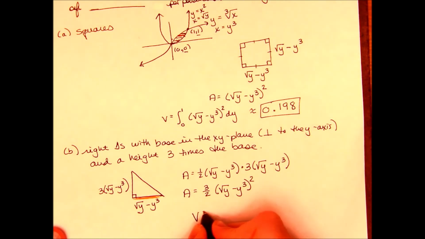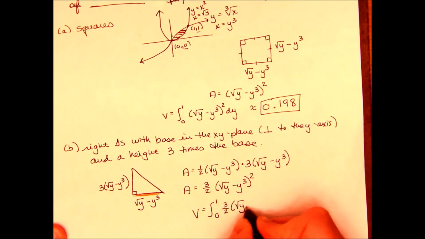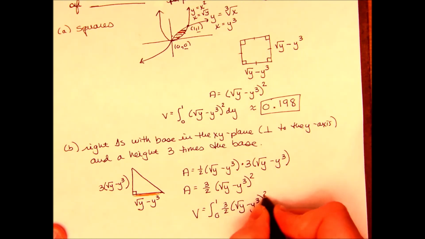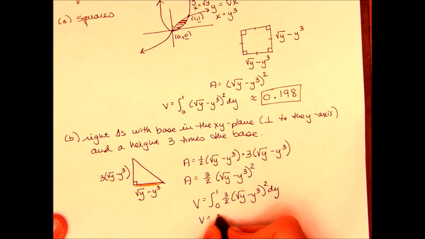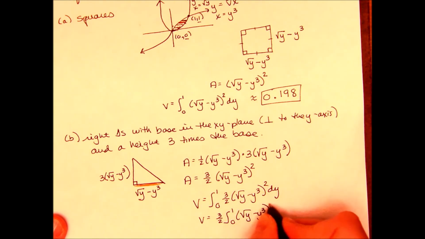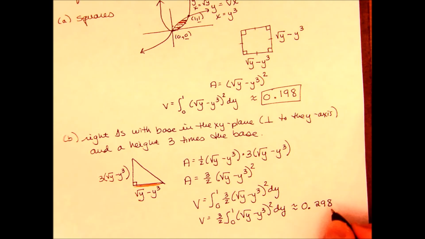To find the volume, I'm going to integrate over the y values for my region, so I'm going to go from 0 to 1 of 3/2 times the square root of y minus y cubed squared dy. You could go to the calculator, or you could factor out the 3/2, make it 3/2 times the integral from 0 to 1 of the square root of y minus y cubed squared dy, and then just do 3/2 of the answer that you got from part A. And if you do that, you're going to get a volume of about 0.298 over here.